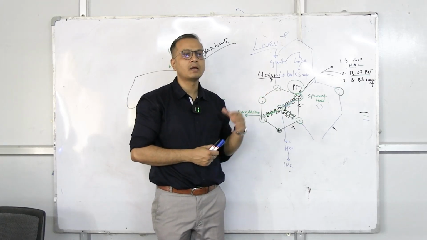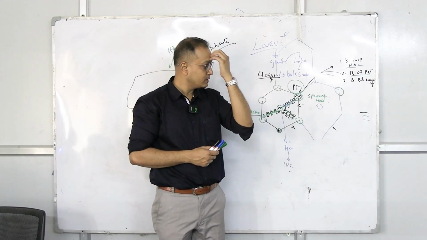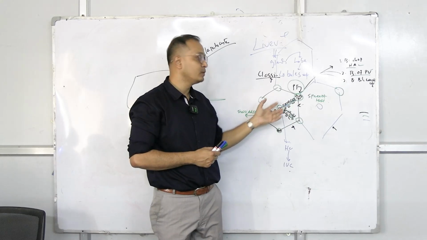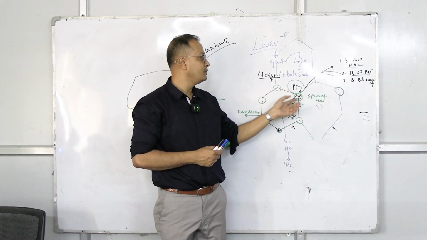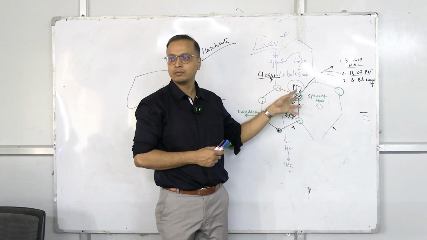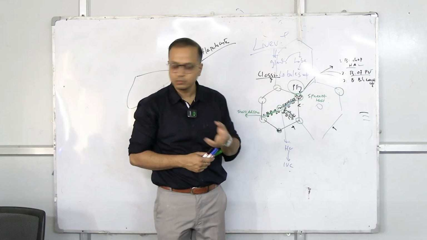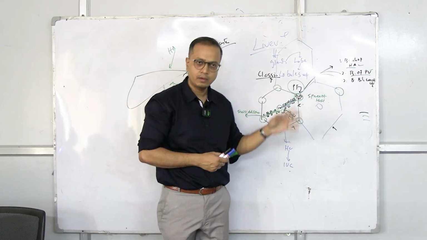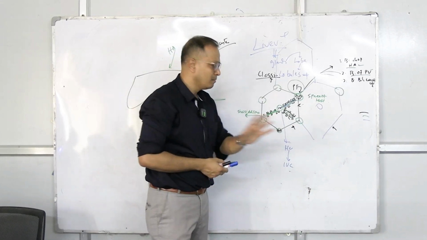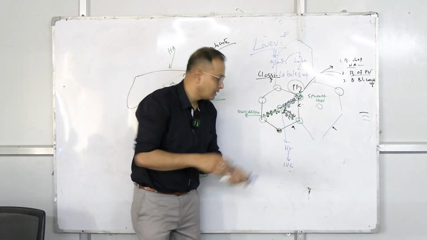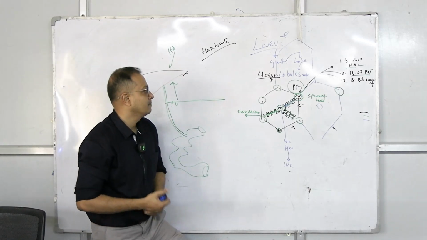That space we call the sinusoidal space, which is present between the adjacent rows of hepatocytes. Likewise, around the portal triad region, we have another kind of space. We call it the space of Mall. There are other spaces there too, like the space of Disse, but these two are good to begin with.